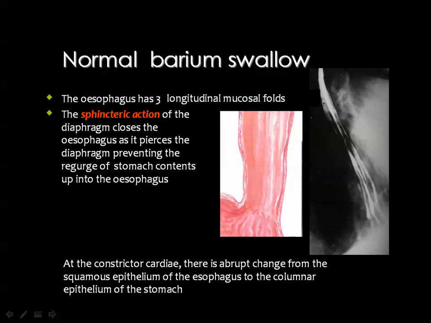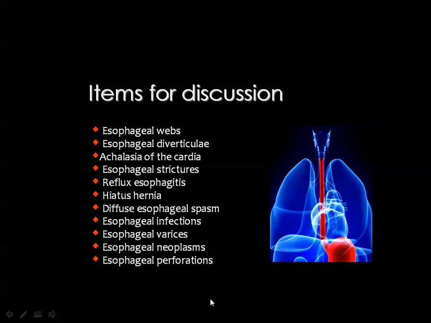The normal mucosal folds of the esophagus are three longitudinal mucosal folds like this. This is important because if a part of the stomach is above the diaphragm, the number of mucosal folds will increase. Then you know that this does not belong to the esophagus, but to the stomach, hence the diagnosis of hiatus hernia, as we will see.